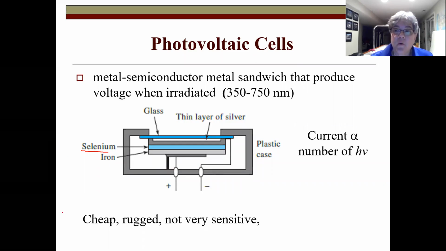So these detectors are quite cheap. They're rugged, which means they're hard to break, but they're not very sensitive. You need a lot of light for these to work. Okay, so that's the first one. Not a very sensitive, not very common detector, the photocell or photovoltaic cell.